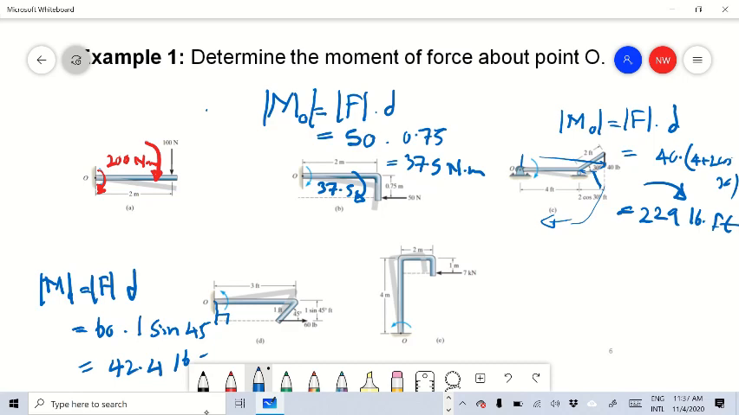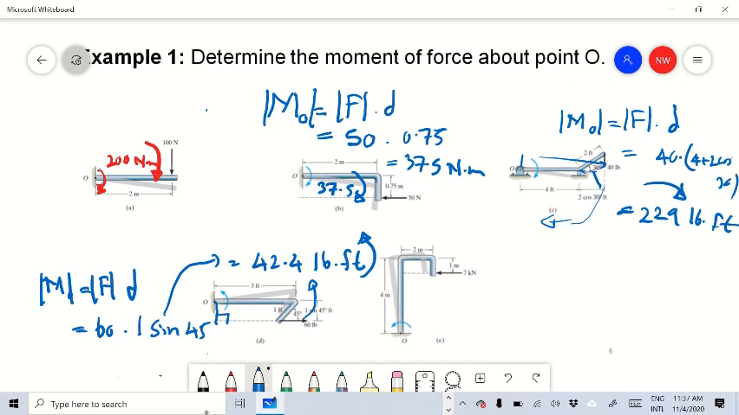If I write here, which is equal to 42.4 lb-ft, right? So this is the magnitude. What is the direction, the sense of rotation? If you take moments about this point, this force will create this type of rotation, right? The direction is in this way. So this is how we demonstrate the rotation direction, or the sense of rotation, right?